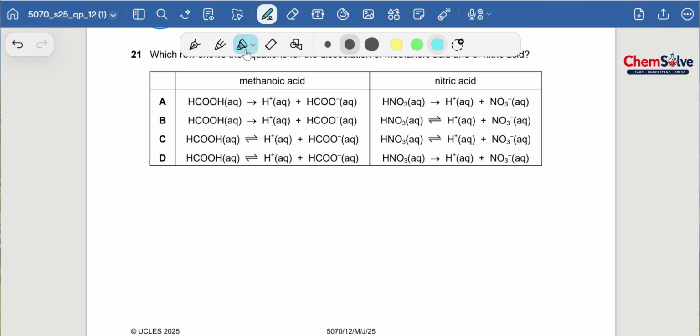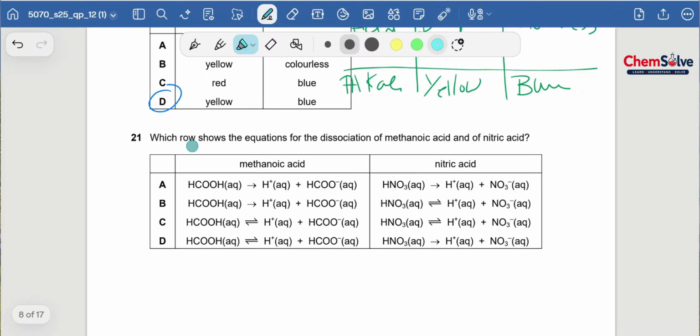This is question number 21. So the question says, which row shows the equation for the dissociation of methanoic acid and nitric acid? Before starting the question, just look at methanoic acid and nitric acid.